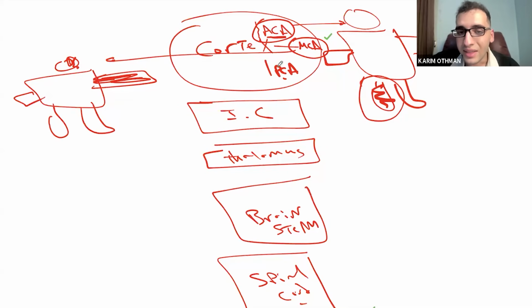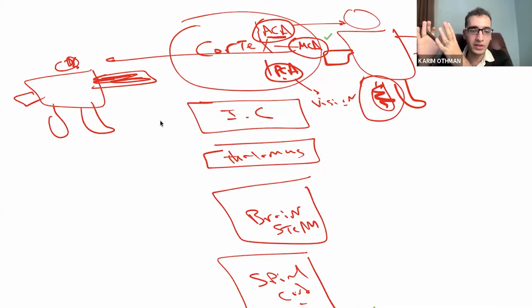Okay? Then the posterior cerebral artery is not even important for this neuroanatomy, but it's important for the vision. So if you have problems in the posterior cerebral artery, you will get vision loss. You will get something called contralateral hemianopsia with macular sparing. Okay, guys? So that's for the first part, the cortex itself.